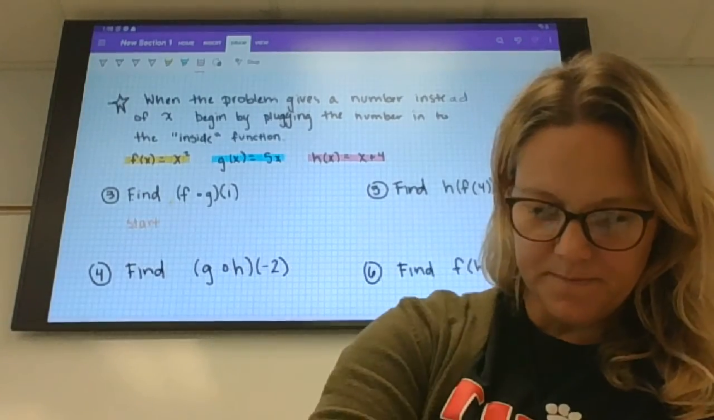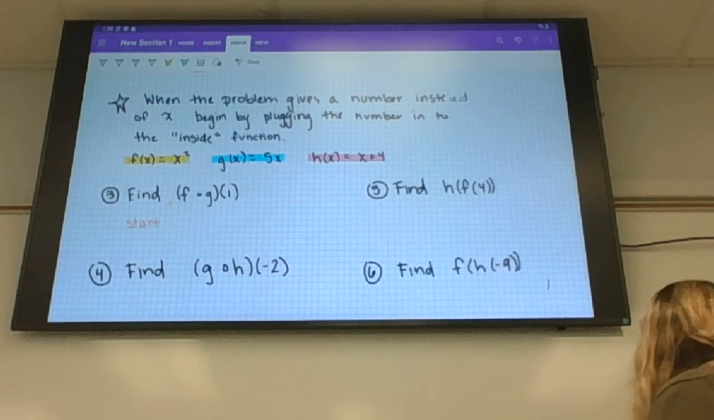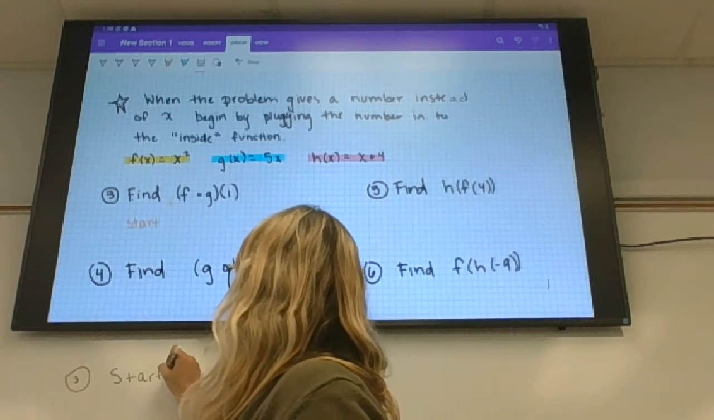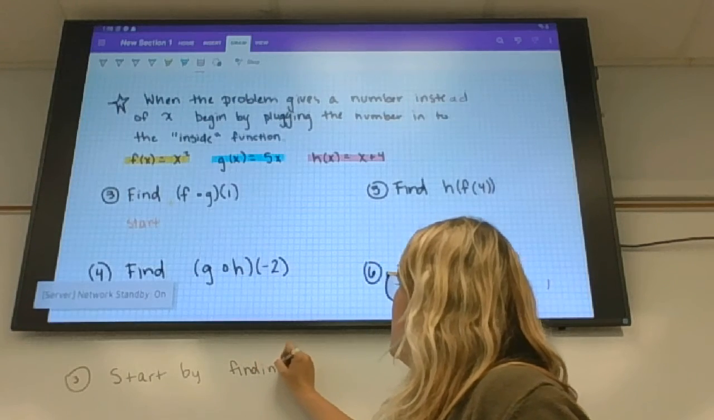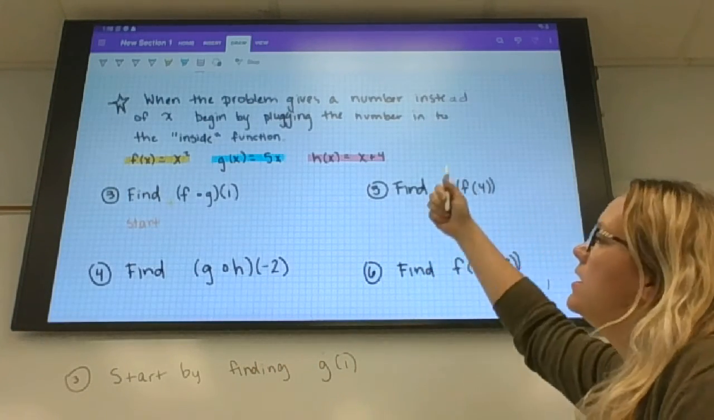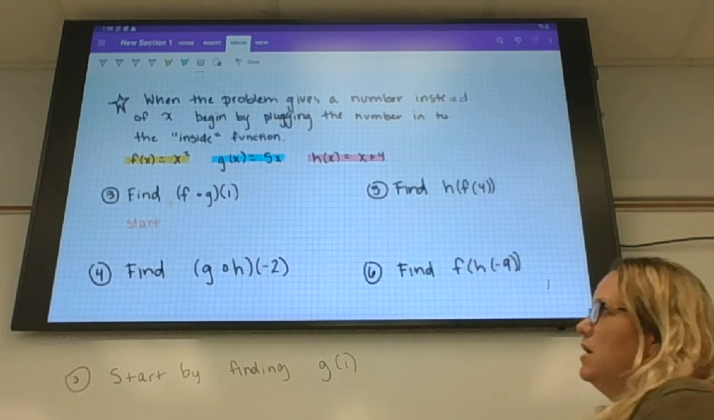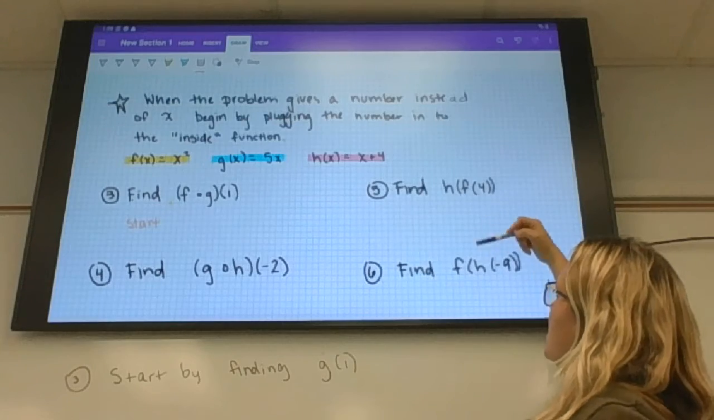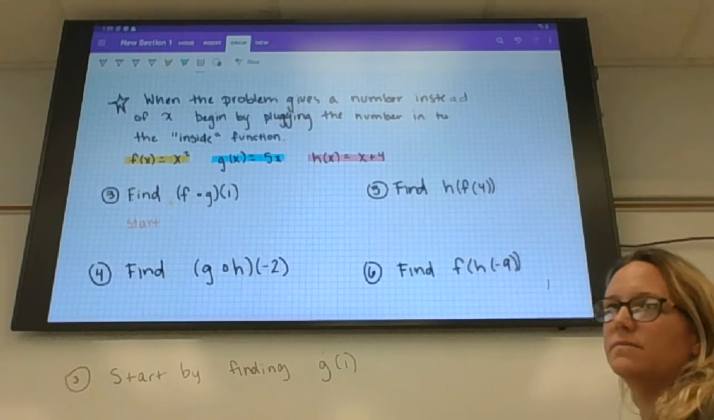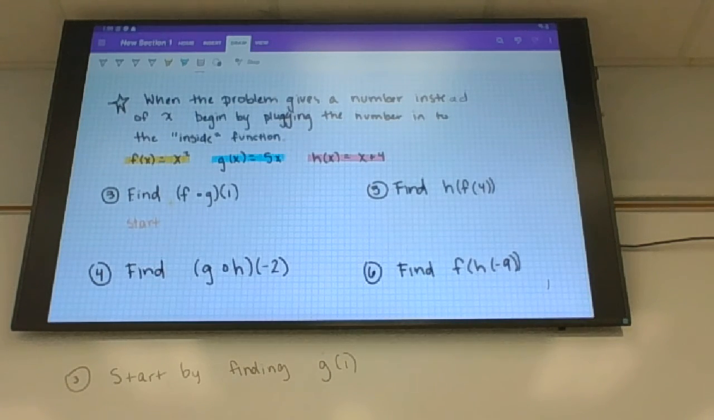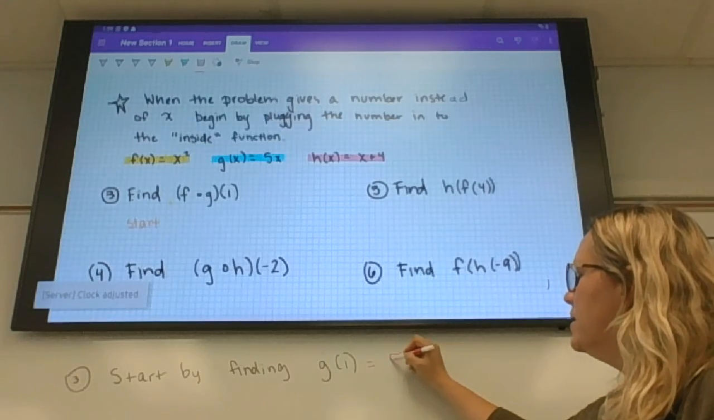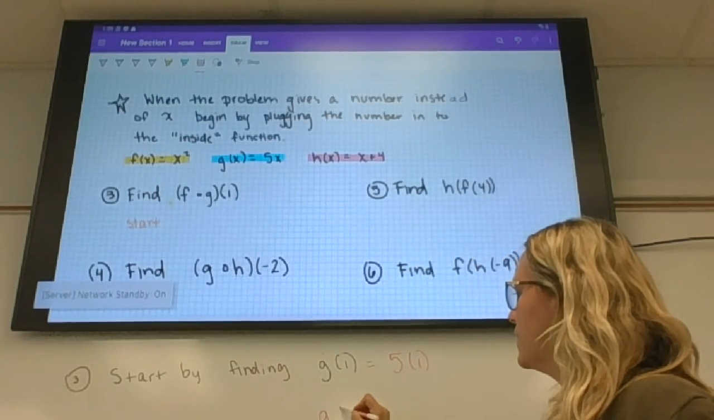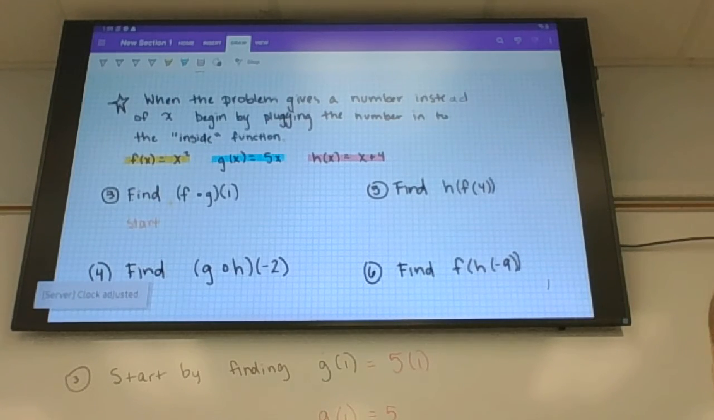Can't write on there, it's blurry. So for number 3, you start by finding G of 1. So in the words up there, I said the inside function. When I see all of this, this would be the inside one. So first I'll do G of 1. What's that? Yeah, the one closest to it. So G of 1 is just 5 times 1, because I take the G function, I take the x out, and I put 1 in. So G of 1 equals 5.